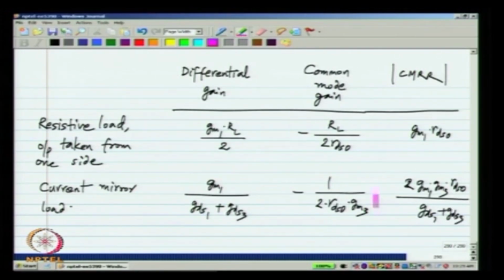Okay. So, this common mode rejection of the differential pair with a current mirror load is much higher than that of a differential pair with a resistive load. Now, this is a good thing. So, this means that it does not respond as much to the common mode.